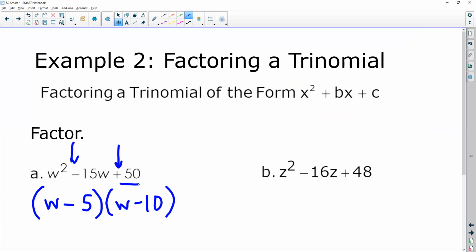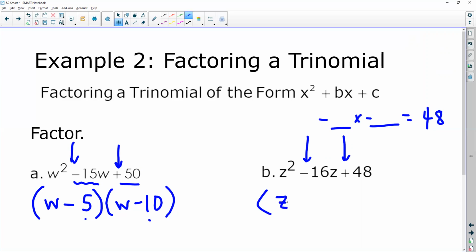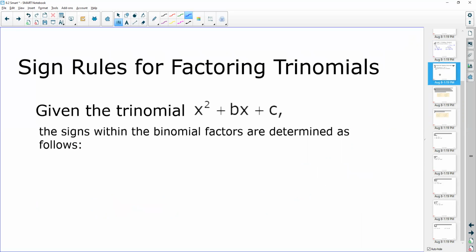This is a positive 50, but remember negative times negative gets me positive, and I need to get negative 15. So when I add two negatives together, I get more negatives. The same thing is the case here. This 48 is positive, the 16 is negative. That tells me that my two multiplied factors are actually both going to be negative. So when I get the answer here, it's going to be z minus 12 and z minus 4. All right, let's try something else. So the signs are determined as follows when I've given this.